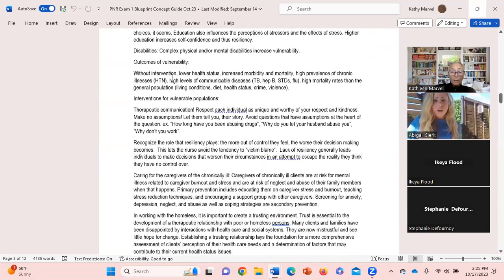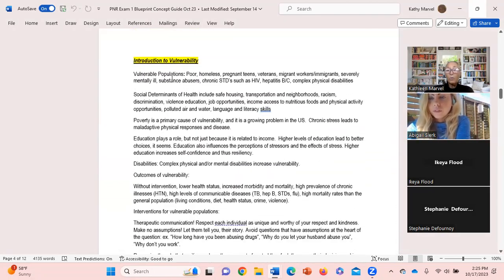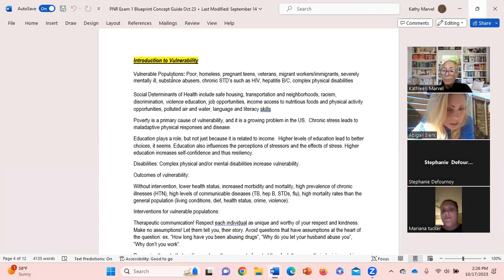Introduction to vulnerability. There's a whole bunch of points about this. Okay, so when you look at these, think about, okay, go ahead. If you look at the first bullet, vulnerable populations, who are they? Poor, homeless, pregnant teens, veterans, migrant workers, on and on. Think about what kind of question you might get. Who are vulnerable populations? Select all that apply question. Maybe select all that apply who's vulnerable.